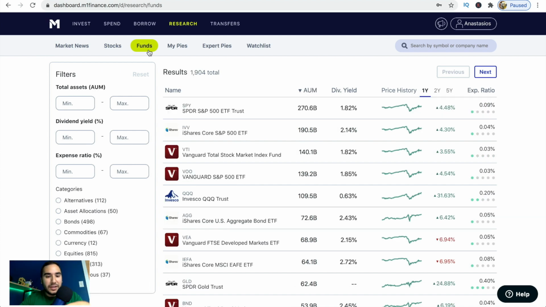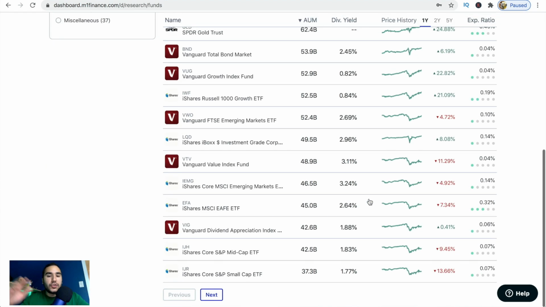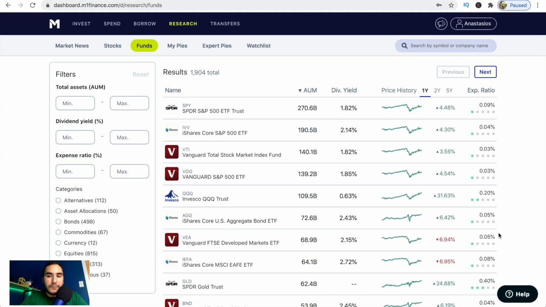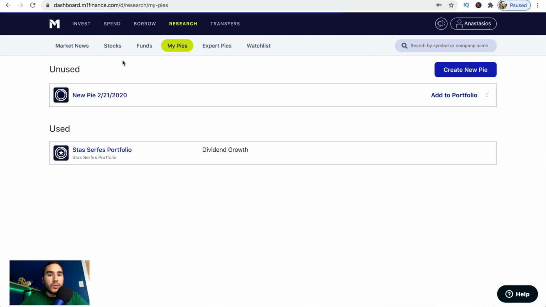And here you can see different ETFs, different funds. You have SPY, IVV, VTI, VOO. There's so many funds here. You can sift through those, take a look at their expense ratios and so forth. You can go to My Pies if you have multiple different pies here. For me, I only have two pies where I have different portfolios.